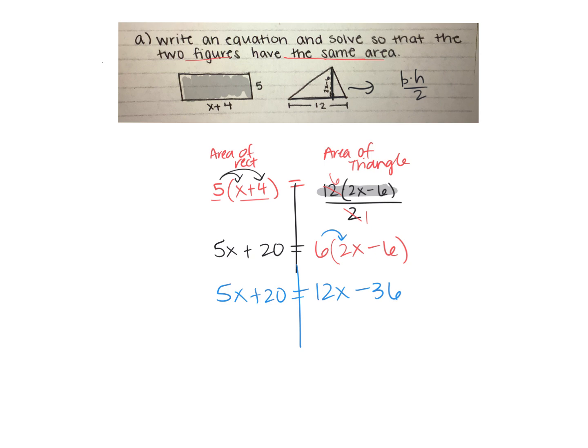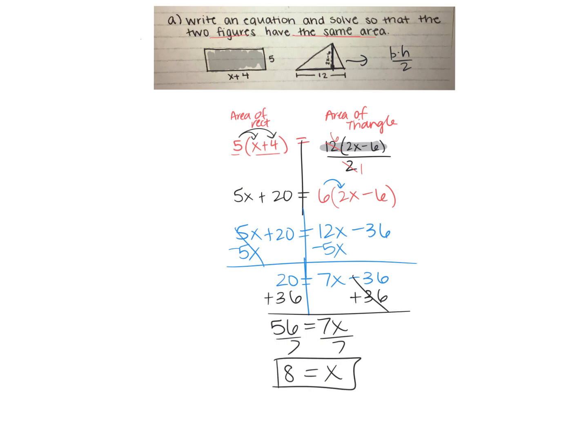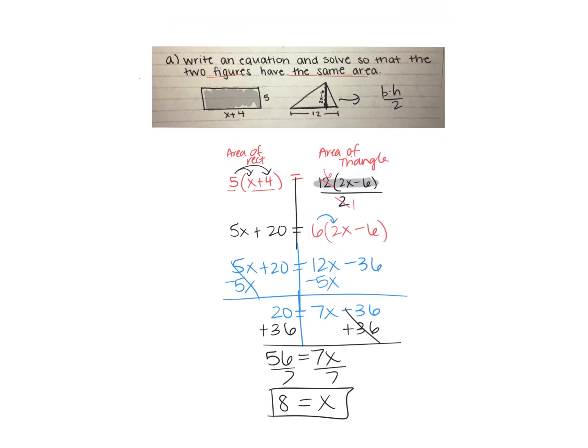If I keep going, I'm going to get rid of my x's. I'm going to do this pretty quickly because you are pretty good at it. Subtract 5x. I end up with 20 equals 7x minus 36. Next, I want to get rid of the minus 36, so I'm going to add 36 to both sides. I end up with 56 equals 7x. Lastly, divide by 7. 56 divided by 7 is 8. So my answer is x equals 8.